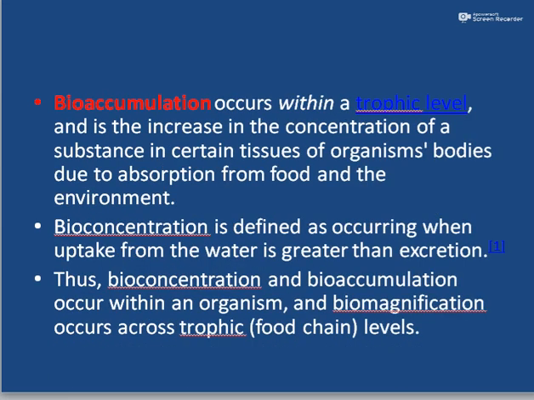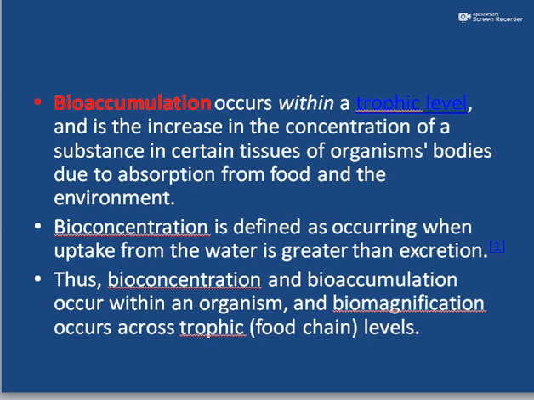Bioaccumulation occurs within a trophic level, and the increase in the concentration of a substance happens in certain tissues of the organism's body due to the absorption from the food and the environment. For example, if I have one particular organism and in that organism itself the concentration of a xenobiotic increases, it's not been transferred to the next trophic level, but only in one organism. If the xenobiotic increases, it could be either from the food or from the environment that it is getting it, then it is referred to as bioaccumulation.